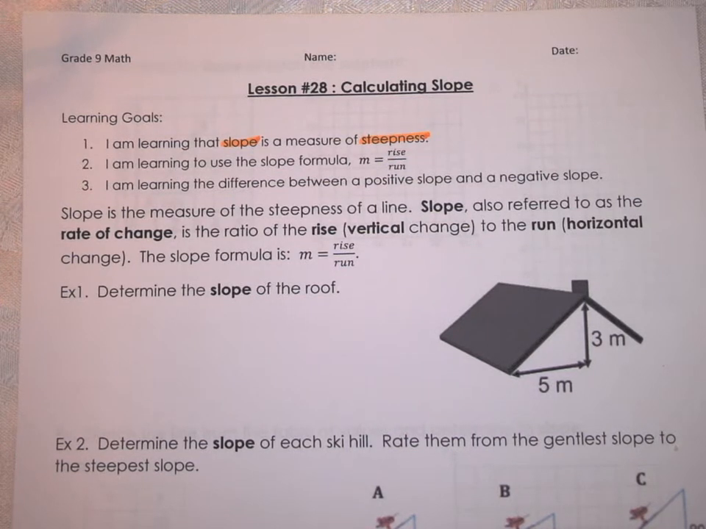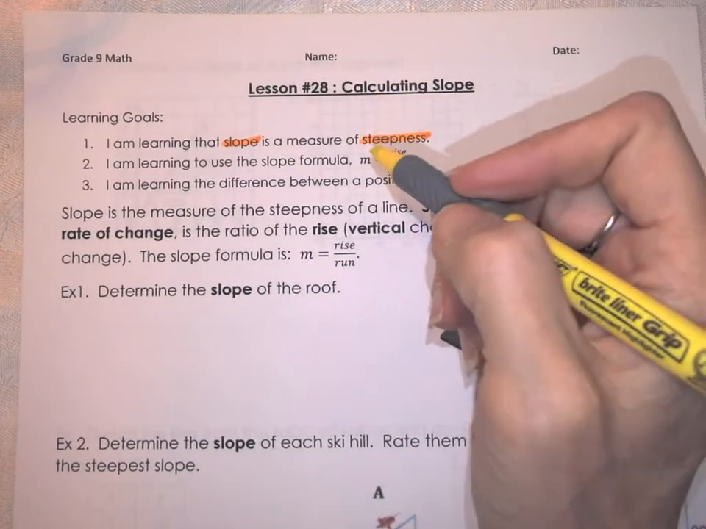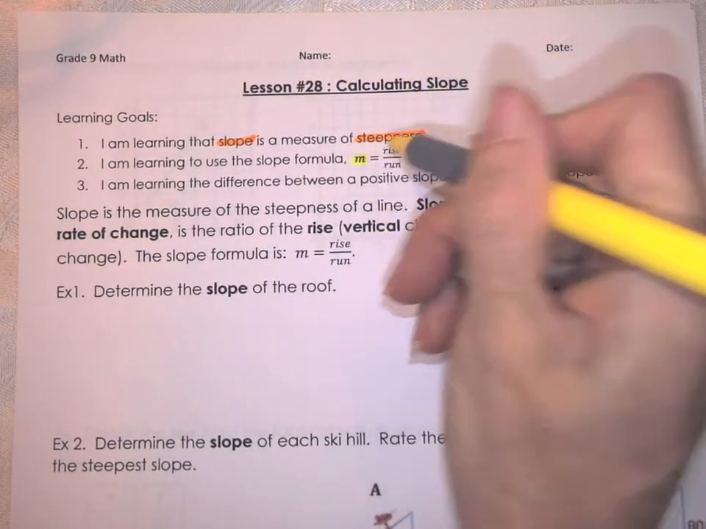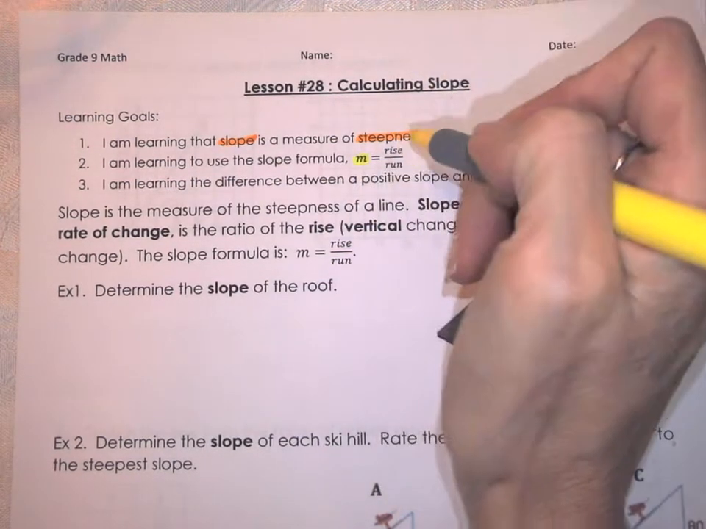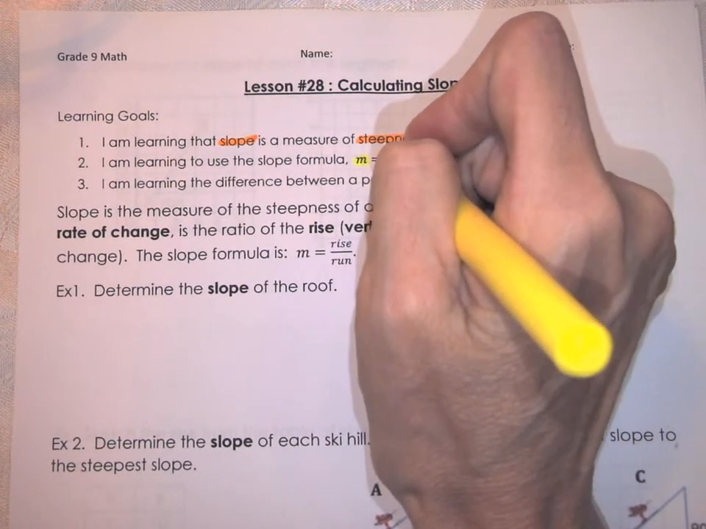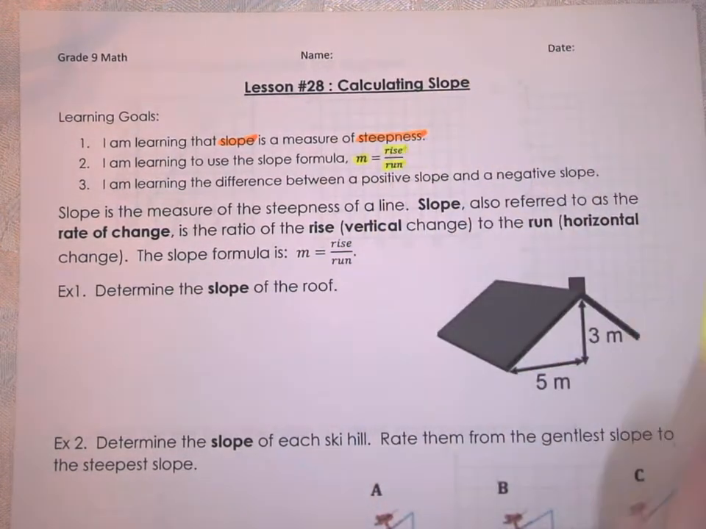Notice that M stands for slope in this case. They don't use S because it can be mistaken for a 5, so M. And the formula is the slope M is equal to the rise divided by the run.